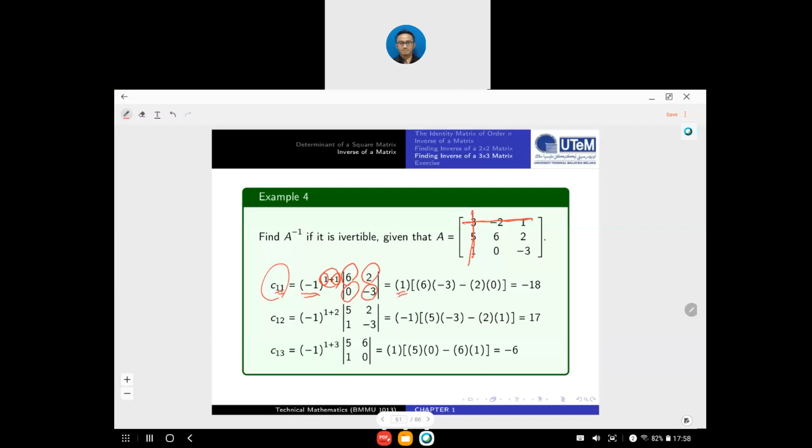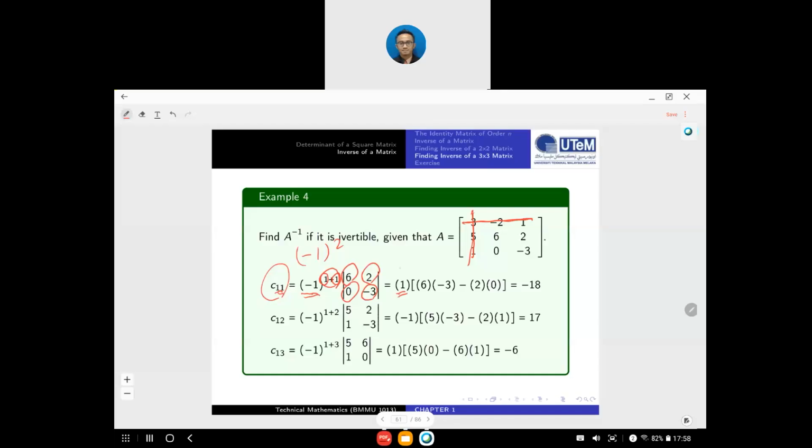Here is 1. Why 1? -1 to the power of 2. The power of even number, awak akan dapat nombor 1. If the power of odd number, you can get -1. 6 times -3 and then 2 times 0. 6 times -3 is -18 minus 0. So -18 minus 0 is -18 times 1 becomes -18.